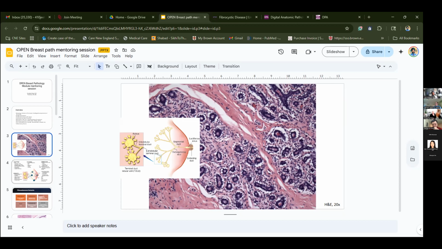So we will look at some examples as we go through. Here in the background, the section is from this terminal duct lobular unit. And you will hear this word multiple times in the module also. TDLU, terminal duct lobular unit, the structural and functional unit of the breast. The idea is most of the lesions that arise in breast arise from the TDLU. Just keep that broad idea in mind and then look at the section.